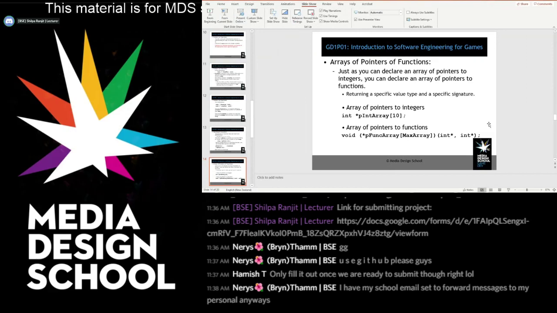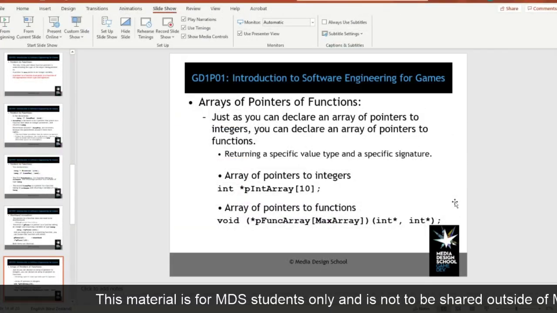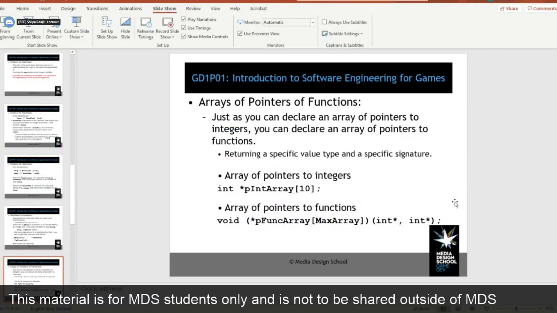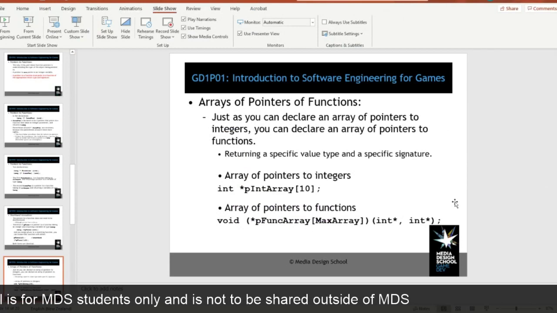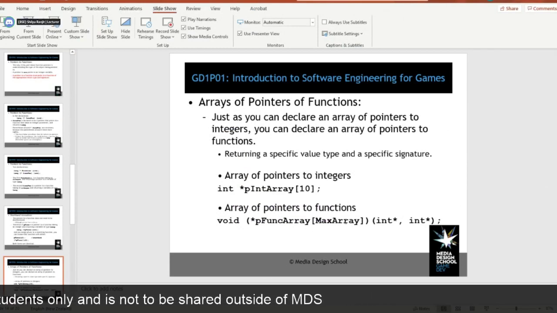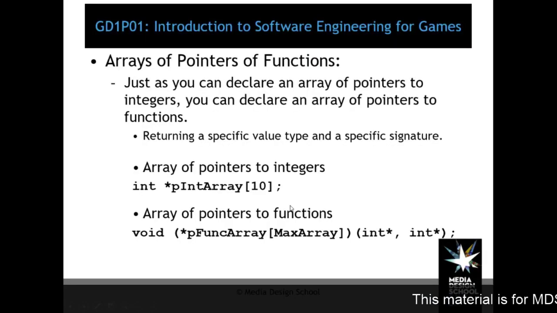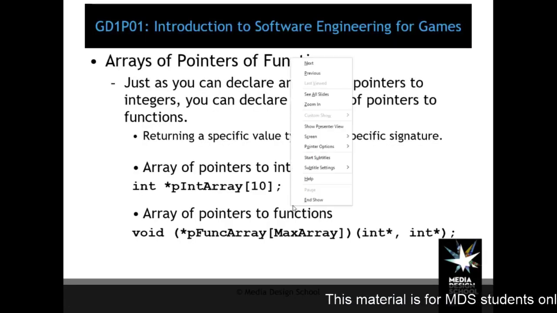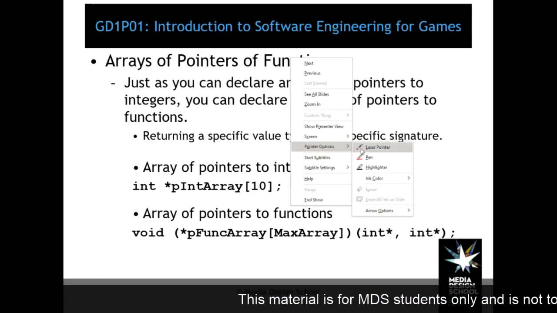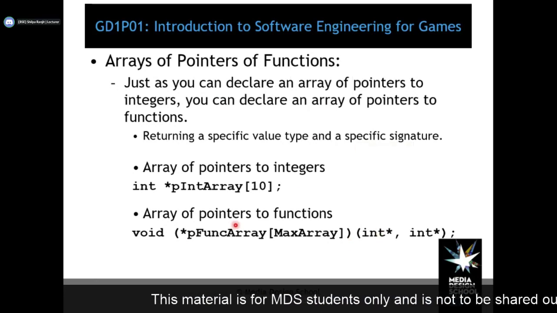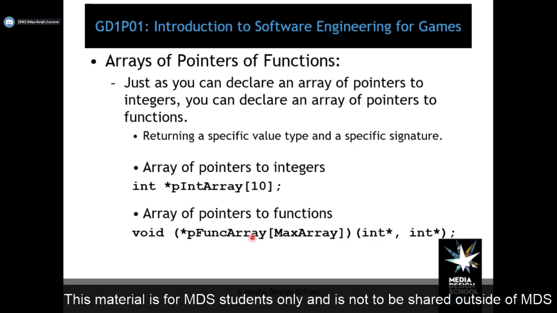Okay, so far we had seen arrays of pointers to integers and arrays of pointers to functions. I hope you are clear with that. Whenever you declare a pointer to function, remember you need to give the pointer name and the asterisk within the parenthesis. So it has to be tightly bound. The asterisk and the pointer name should be tightly bound.